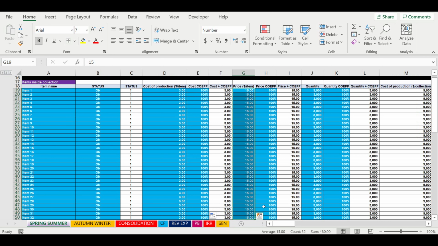So these blocks of inputs describe the direct costs. This block of inputs describes pricing, the starting pricing of each item of our collection. Here is the starting price. We also have a coefficient to price. For example, we can increase and decrease the percentage of a price and see what the financial efficiency will be if the selling prices of the collection go up or go down.